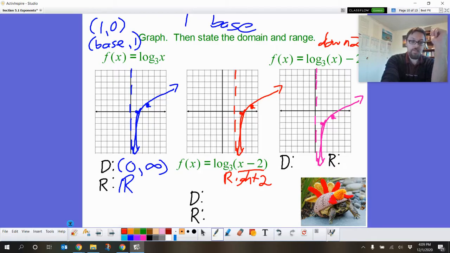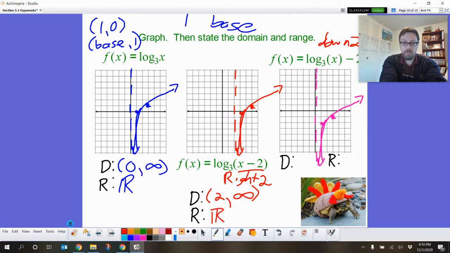Our domain for this one, now we can't necessarily use the domain and range of the original one. But I can just look at this graph and figure it out. So the domain, it seems I'm stuck at 2. I can't go past 2. I've got a vertical asymptote there, so I can't quite reach 2. And I can keep going to infinity. Our range, there's no problems going up and down, so it's all real numbers.